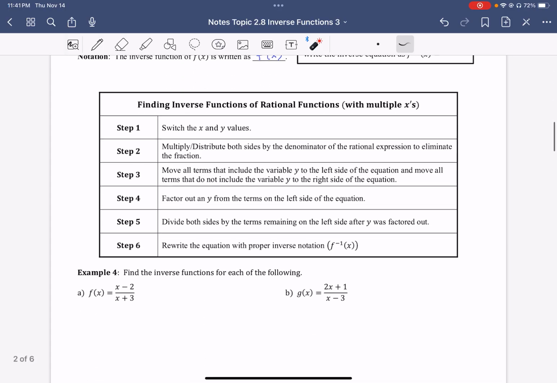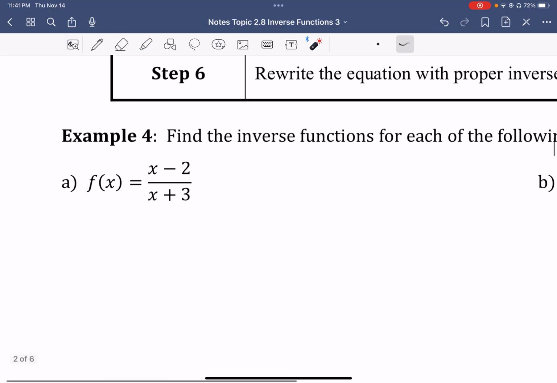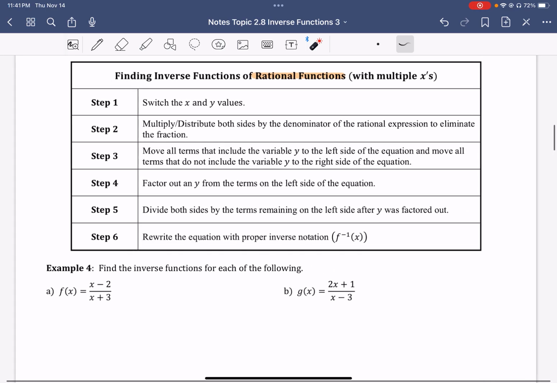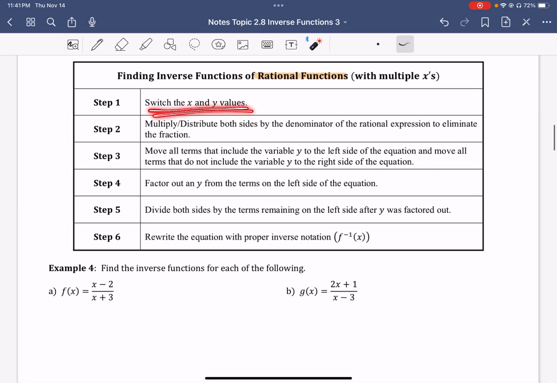Now let's try finding the inverse of rational functions, okay? That means, if you remember from the second half of Unit 1, where you have a polynomial with x in the numerator and a polynomial with x also in the denominator. So here are the steps. Step 1 is still going to be to switch your x and y values. Step 2, you're going to multiply and distribute both sides by the denominator to eliminate the fraction.